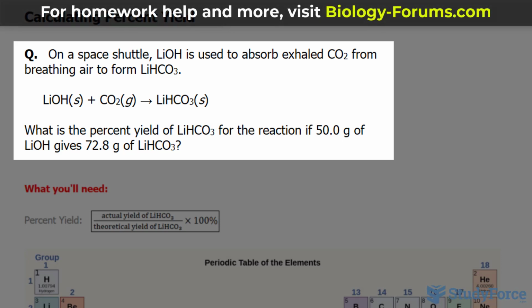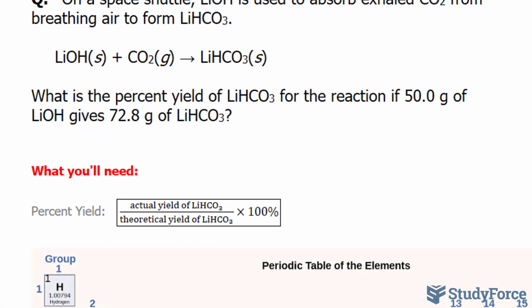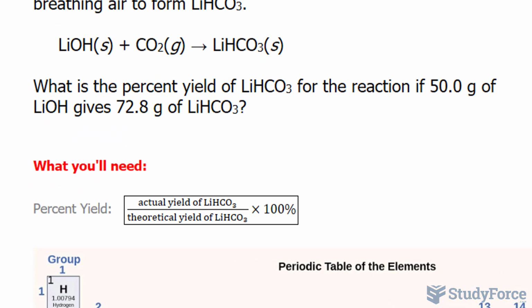What is the percent yield of lithium carbonate for the reaction if 50.0 grams of lithium hydroxide gives 72.8 grams of lithium carbonate? As you can see, the formula for percent yield is shown underneath, and we have the actual yield at the top and the theoretical yield at the bottom. We've been given the actual yield to be 72.8 grams. So we already have the numerator of this fraction. What we're looking for is the theoretical yield.